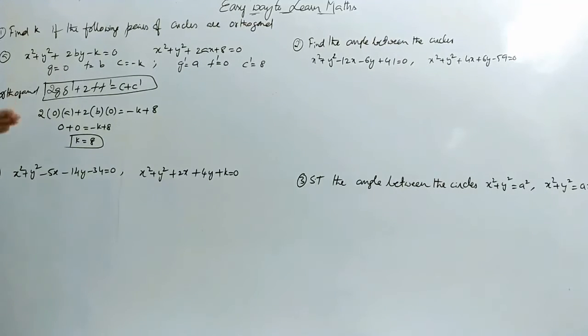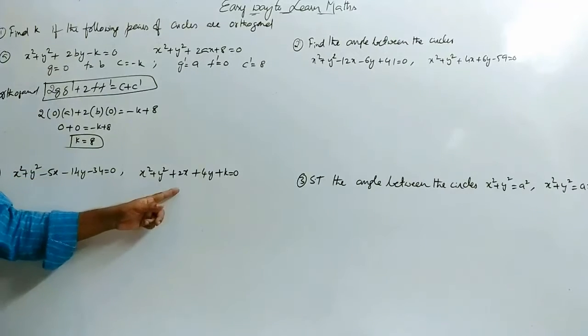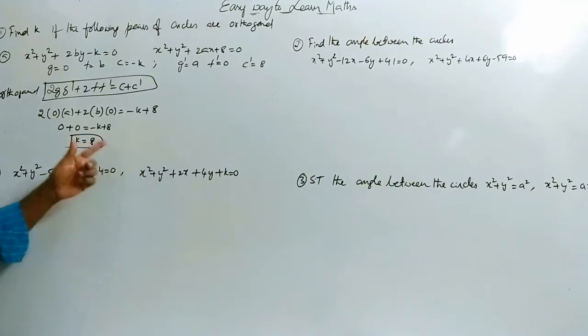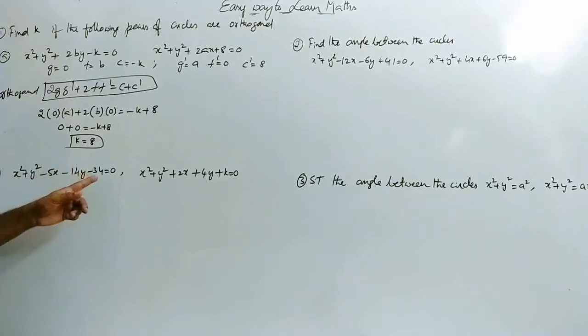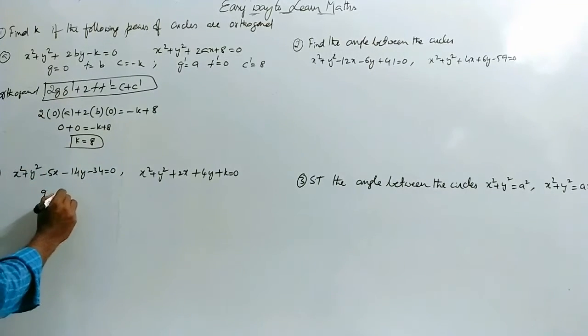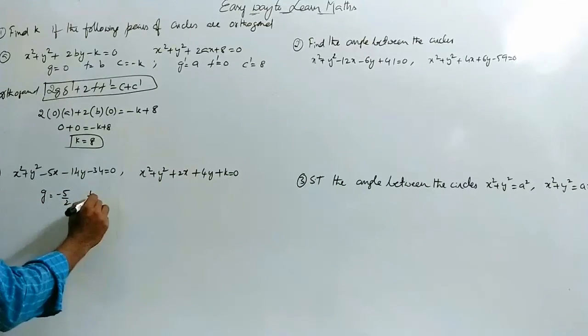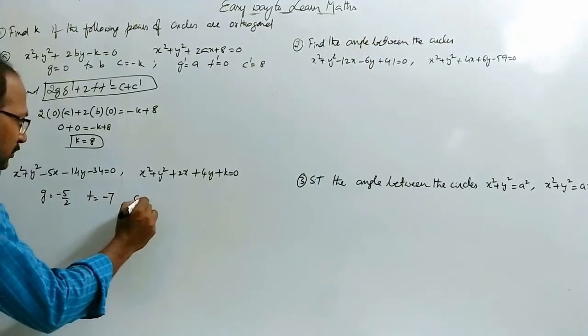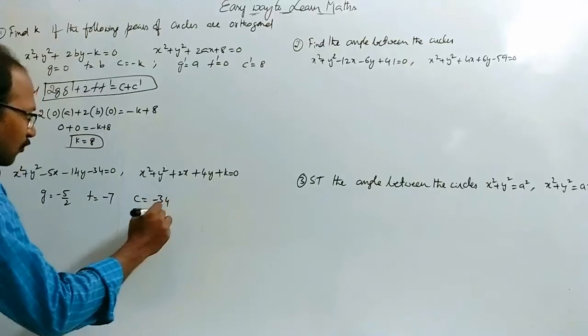Now in this case, same question. Here also these two circles are orthogonal, and hence by using that same condition we have to derive the value of k also. Here in this case g is equal to minus 5 by 2, f is equal to minus 7, and c is equal to minus 34.